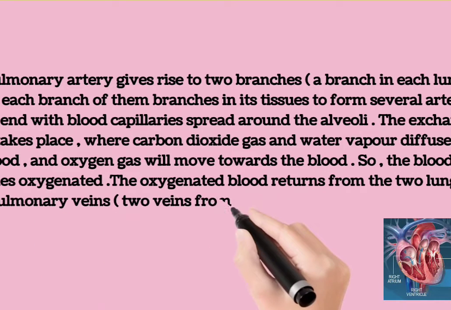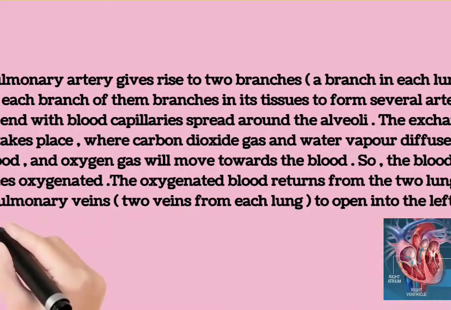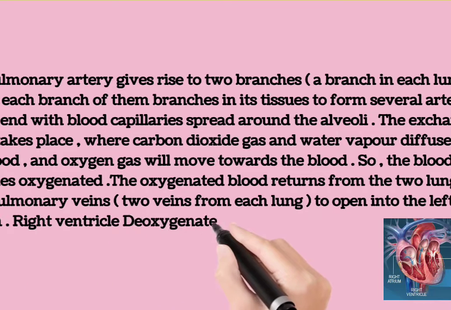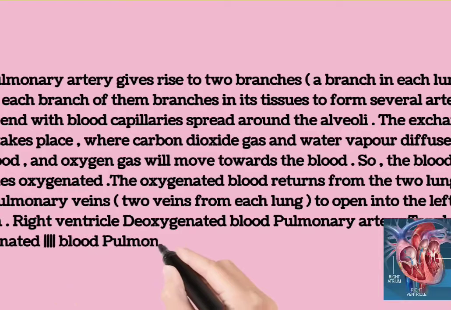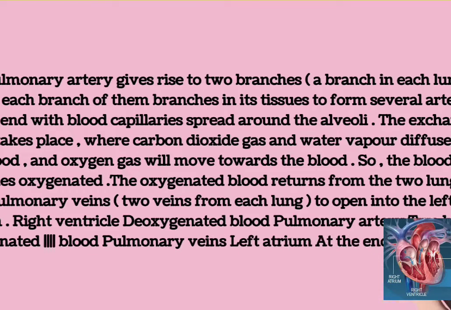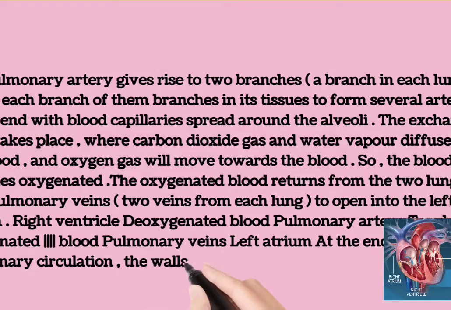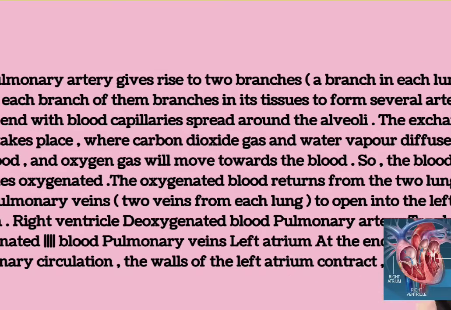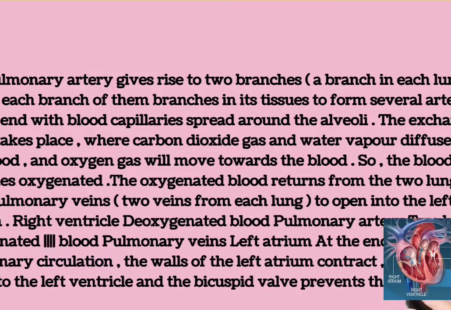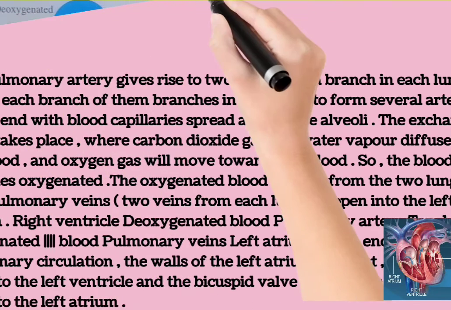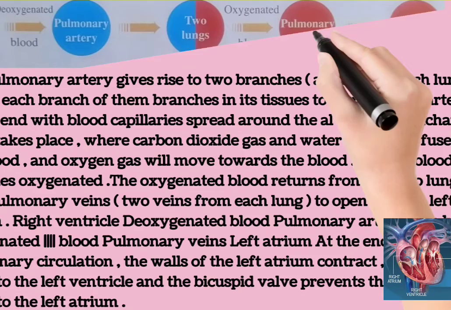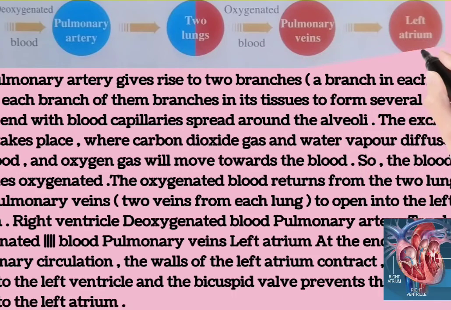The oxygenated blood returns from the two lungs through four pulmonary veins, two veins from each lung, to open into the left atrium. Right ventricle, deoxygenated blood, pulmonary artery, two lungs, oxygenated blood, pulmonary veins, left atrium. At the end of the pulmonary circulation, the walls of the left atrium contract, pushing the blood to the left ventricle, and the bicuspid valve prevents the backflow of blood to the left atrium.